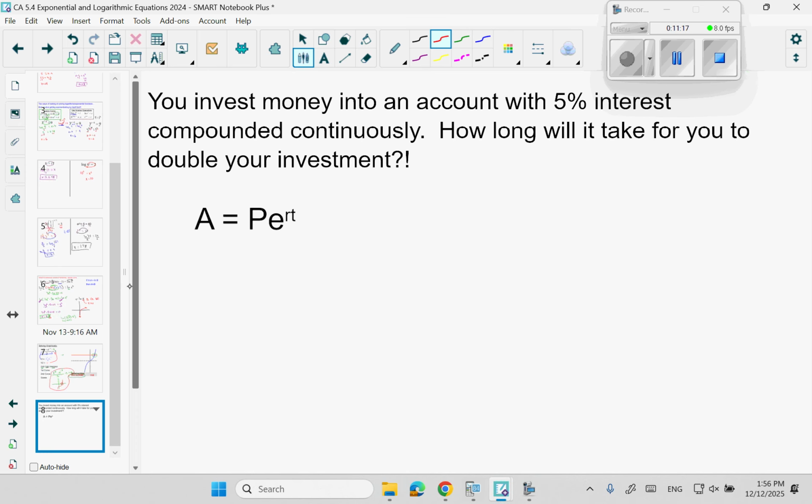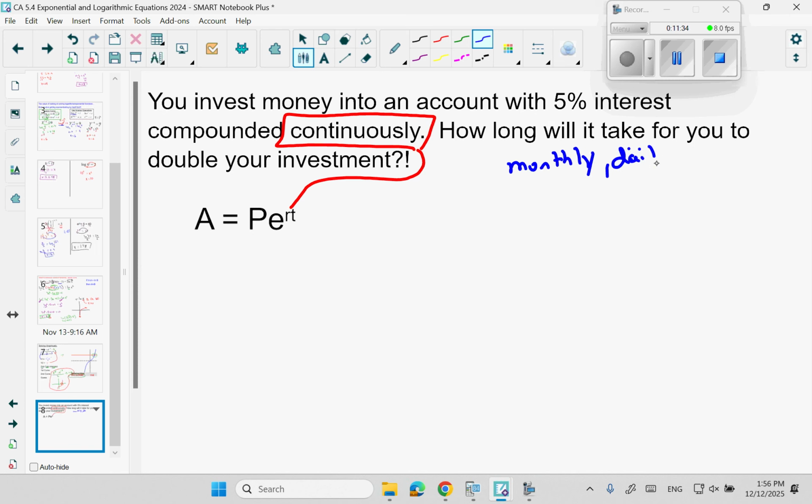All right. You invest money into an account with 5% interest compounded continuously. Whenever you see compounded continuously, you have to use this equation right here with the Pert. If it didn't, and it said something like compounded monthly or daily, you would use A equals P, parentheses, 1 plus r over n, to the power of nt. Well, we have a lot of similar variables. So let's account for them.